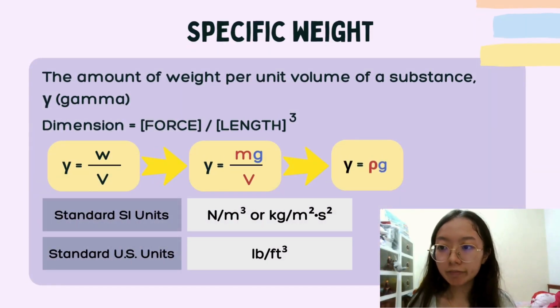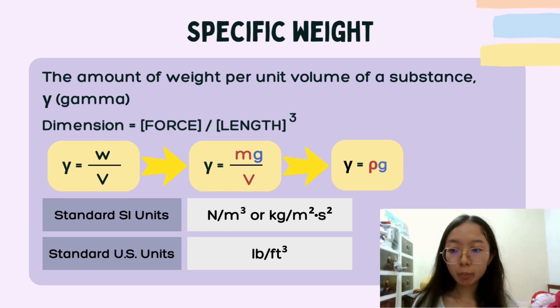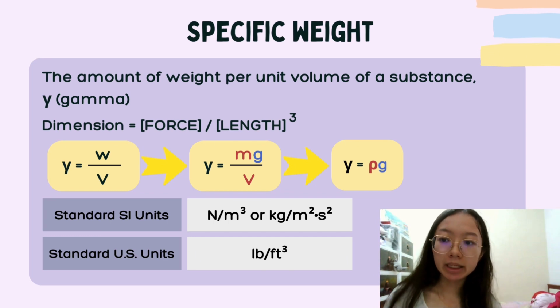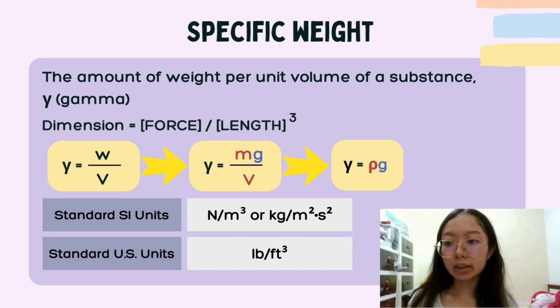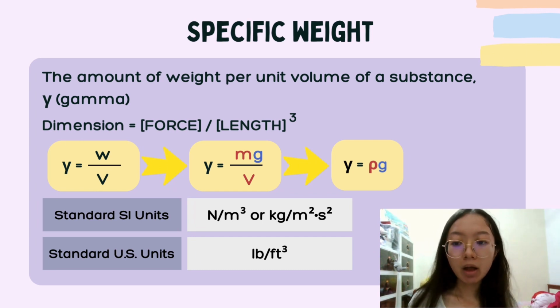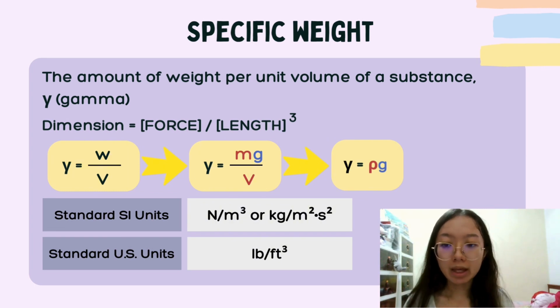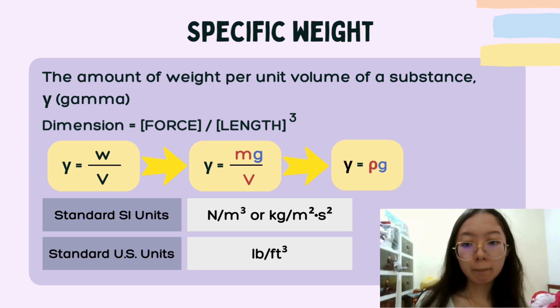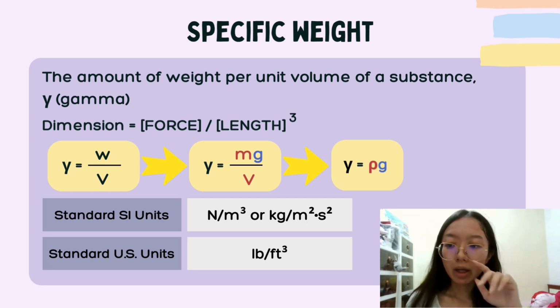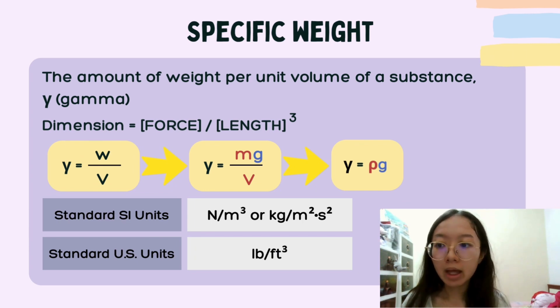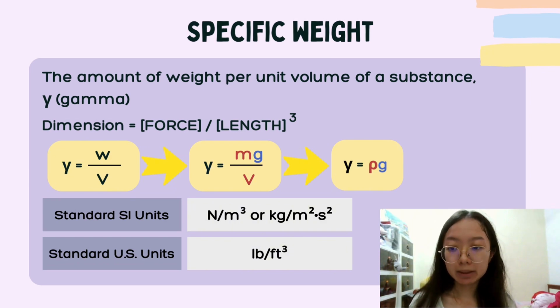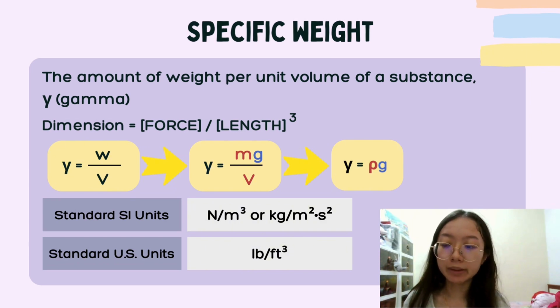So our second fluid feature is specific weight. Specific weight is the amount of weight per unit volume of a substance, and it is usually denoted by the letter gamma, and has the dimension of force per unit volume. Sometimes it is referred to as unit weight. Its units in the US system and the SI system are lb per feet cube and Newton per meter cube, or kg per meter square times second square. And since the formula of specific weight is gamma equals weight per volume, it is easy to indicate the specific weight and the density of the fluid by using that relationship.